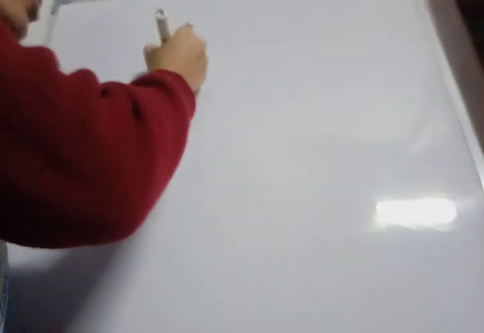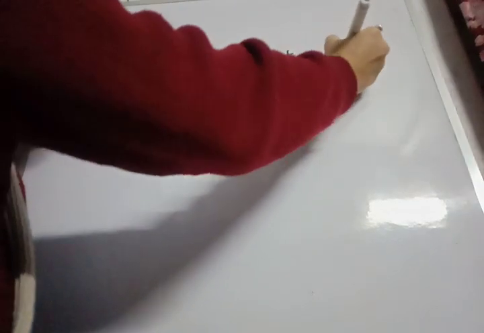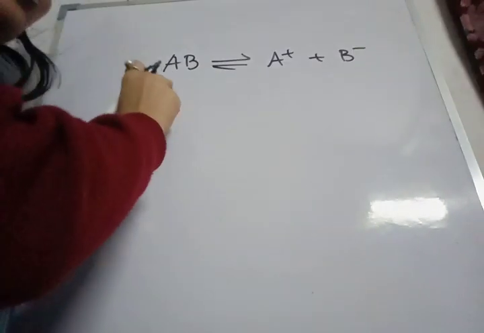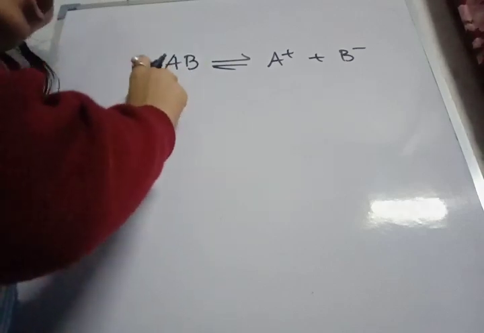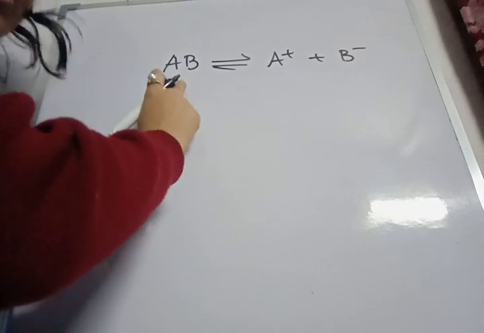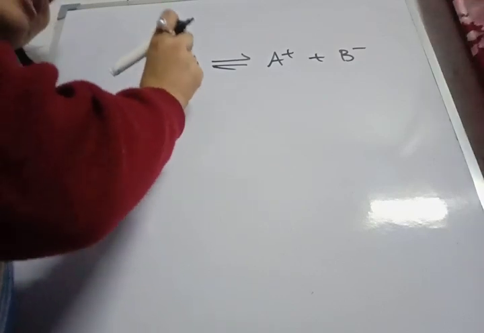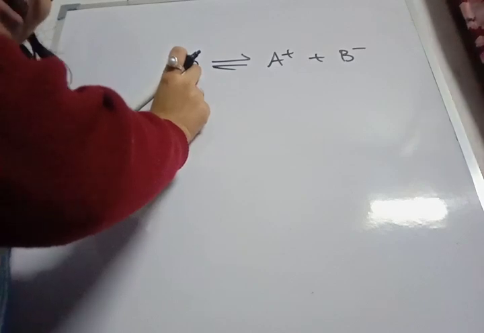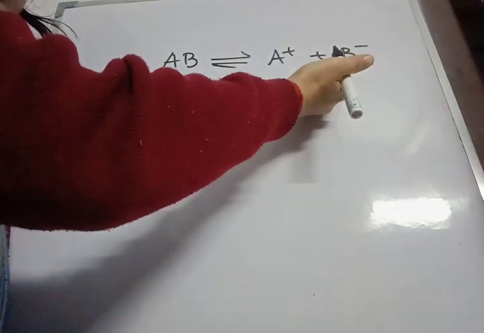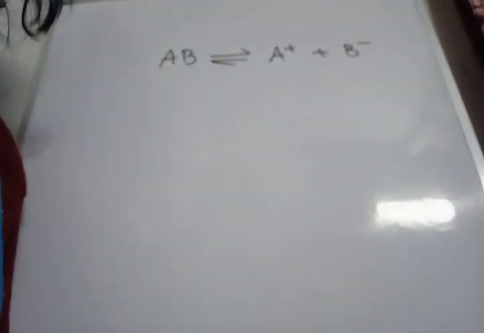If I take my electrolyte as AB, reversible, A positive, B negative. If this is my strong electrolyte, this entire molecule will be splitting into ions. So nothing will be remaining as the molecule, right? But if this is a weak electrolyte, then only some will remain in the form of this undissociated molecule AB and some will be dissociating into respective ions. So this is applicable only in case of the weak electrolyte.